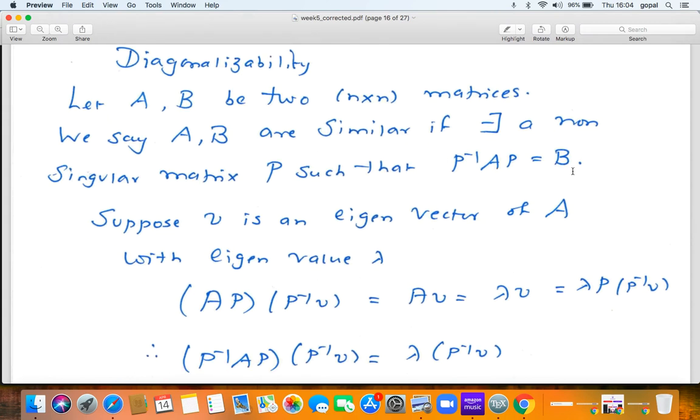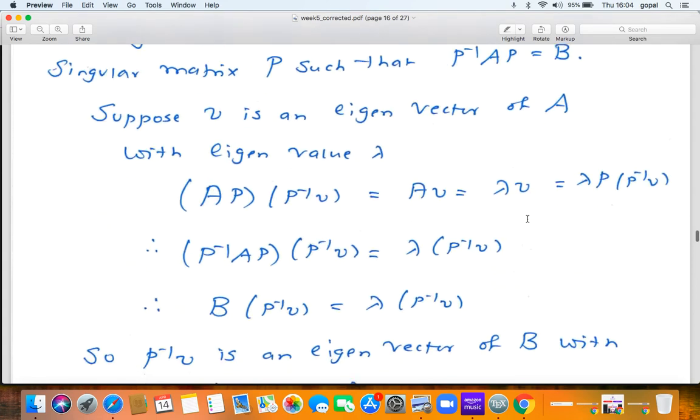Now, similar matrices. For example, if I take the determinant of B, what is it? Determinant of B is determinant of P inverse times determinant of A times determinant of P. And determinant of P inverse and determinant of P will cancel out, and determinant of A will be equal to determinant of B. Similar matrices have the same determinant. Similar matrices have the same trace. Prove that similar matrices have the same trace.